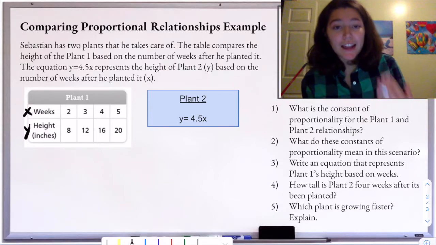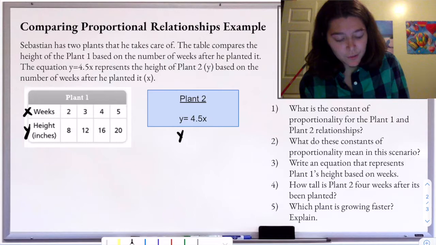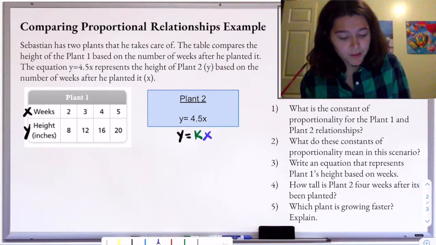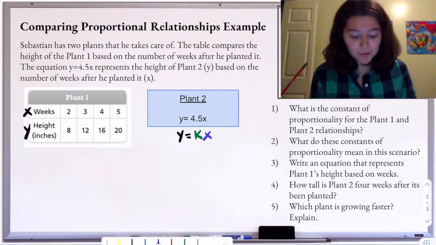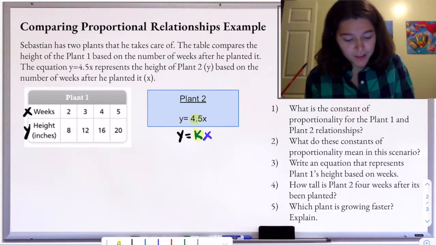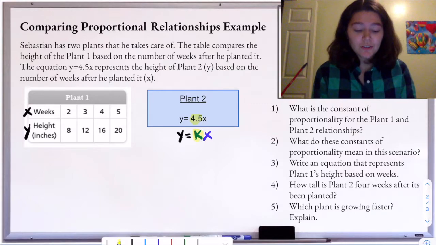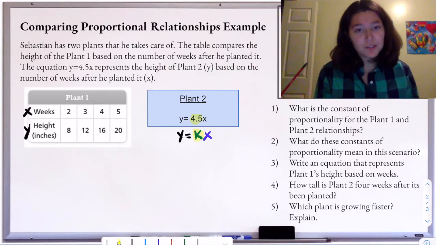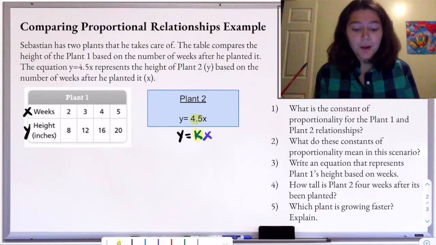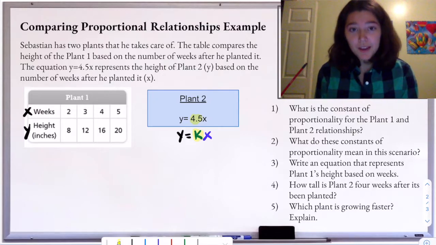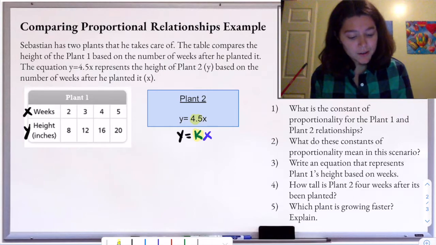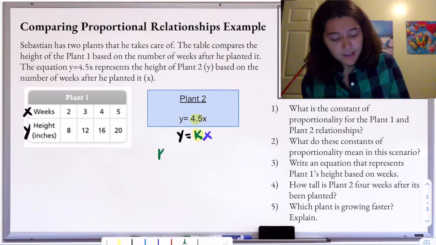So we know that for any proportional relationship, we have y equals our constant of proportionality, k, times x, okay? So the constant of proportionality is just whatever number k is, whatever number fills in this space of k, which here is 4.5, right? It means that when I take my x, which in this case is the number of weeks, multiply by that 4.5, the constant of proportionality, I'm going to get y, which in this case will be the height. Okay, so for number 1, the constant of proportionality, k, equals 4.5.